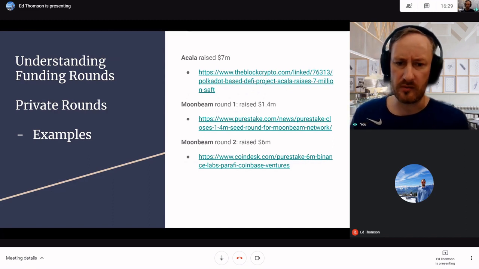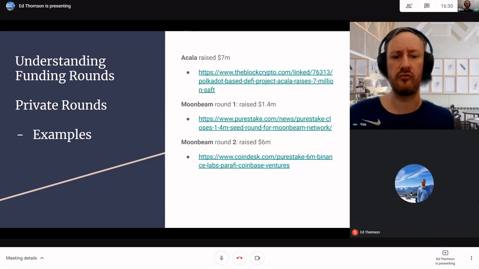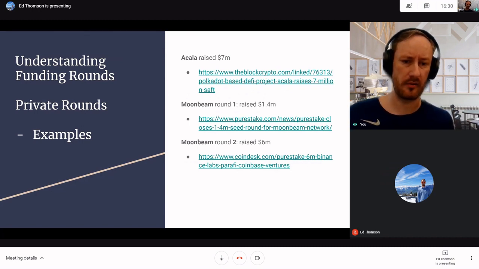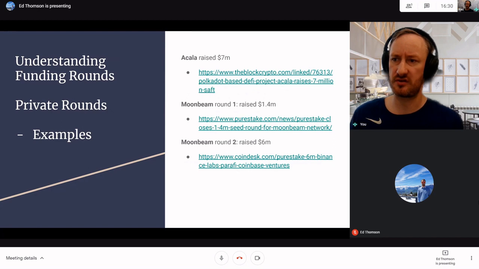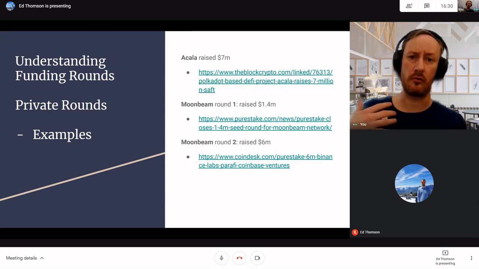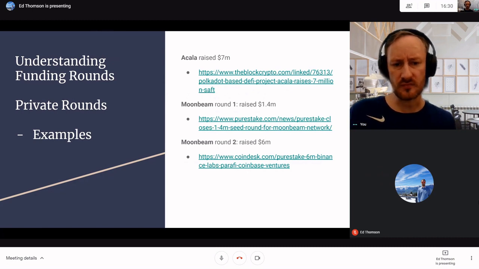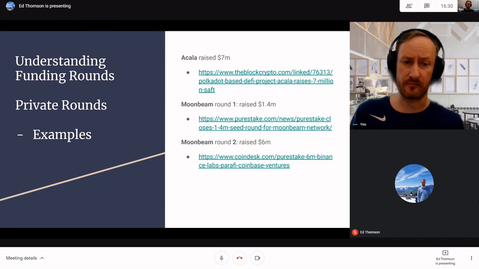The example below is Moonbeam round one and round two. Round one was 1.4 million, so that's seed, and then round two is 6 million. And again, you don't know the market cap, you just know this is how much money was raised. So if you do a rough guess of, say, 10% or 5% of tokens sold, if you sell 10% of your tokens and raise 1.4 million, then the market cap is about 14 million. If it was only 5%, then they raised at a market cap of 28 million in round one, and then round two is something kind of similar.